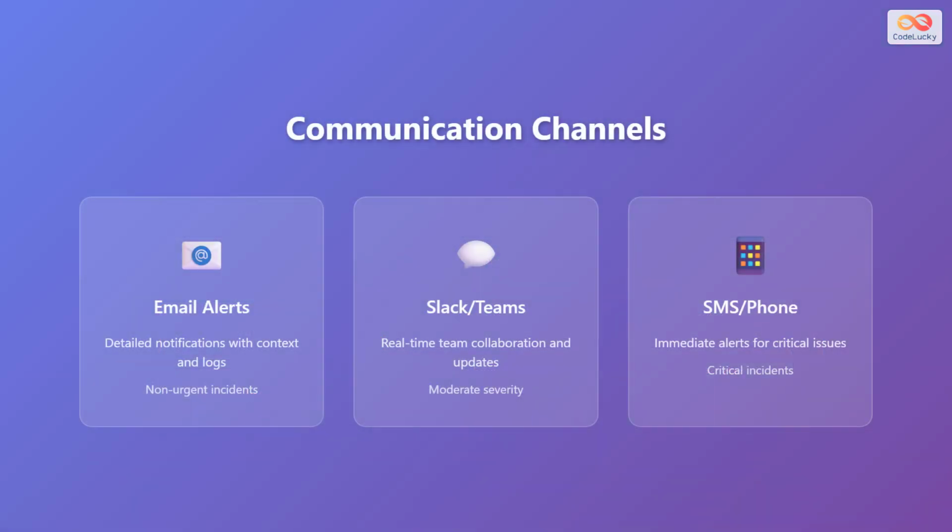Establishing clear communication channels is crucial for effective incident management. Different channels are suitable for different types of incidents. Email alerts, which provide detailed notifications with context and logs, are ideal for non-urgent incidents. Slack or Teams are great for real-time team collaboration and updates, suitable for moderate severity incidents. Short message service or phone calls, which provide immediate alerts for critical issues that need immediate attention.